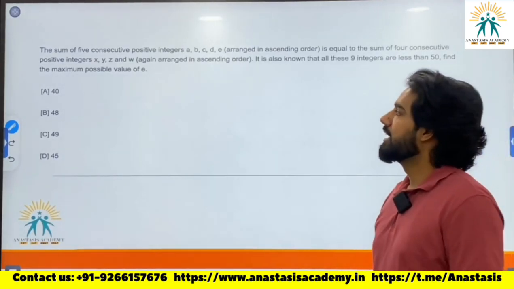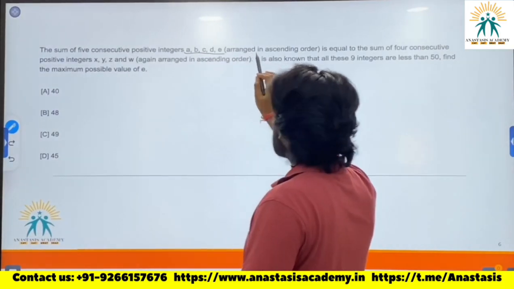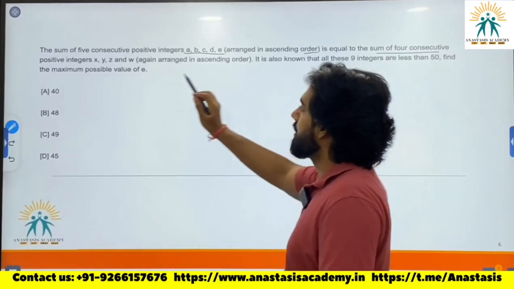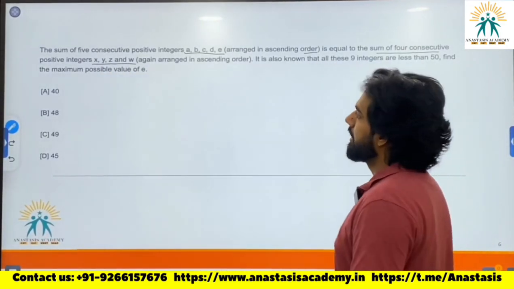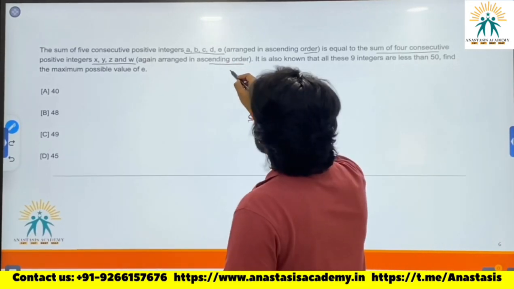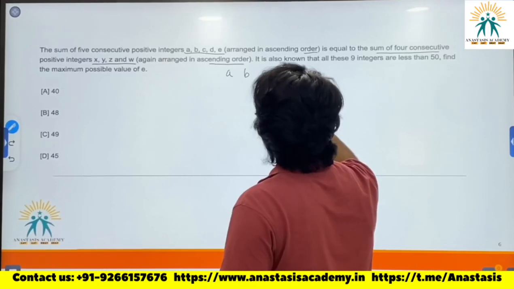Question. The sum of 5 consecutive positive integers a, b, c, d, e arranged in ascending order is equal to the sum of 4 consecutive positive integers x, y, z and w, again arranged in ascending order. So the sum of these 5 consecutive positive numbers a, b, c, d, e.